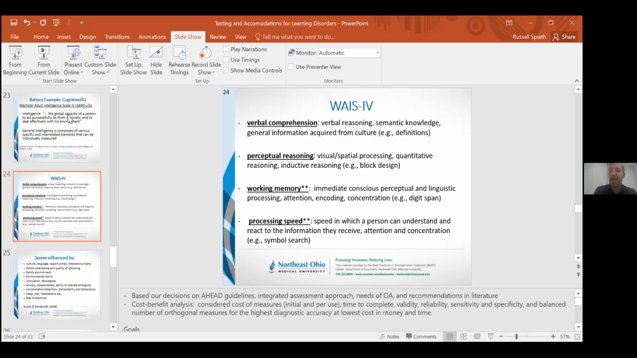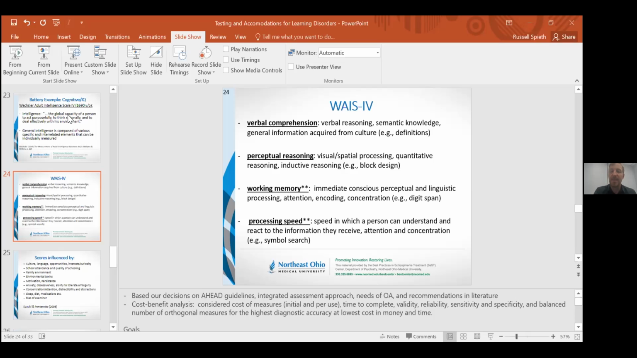So verbal comprehension, things like definitions, and these are basically information that you would learn from your culture, right? Perceptual reasoning, which are things that are visual spatial processing and things that you would not have learned from your culture. So they're typically novel tests like block designs or puzzles or things that you wouldn't have learned culturally. Working memory is another aspect. So it's things like giving them a string of numbers and then asking them to say it backwards, right?